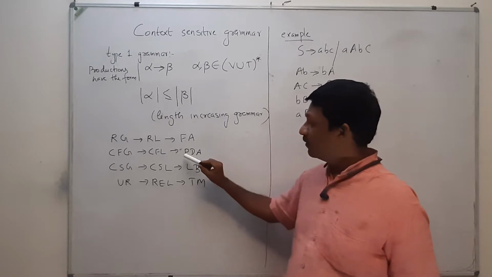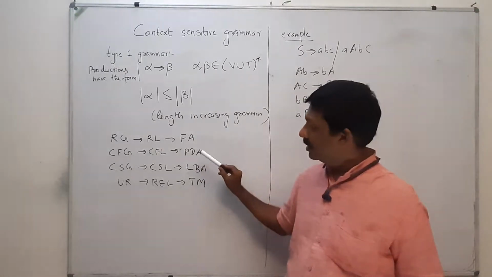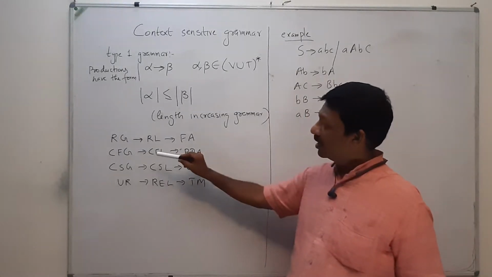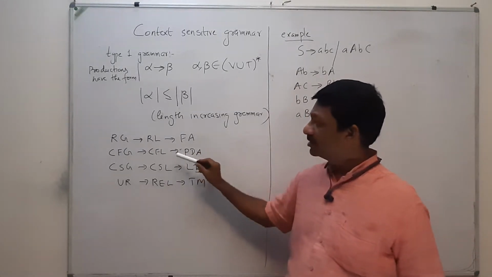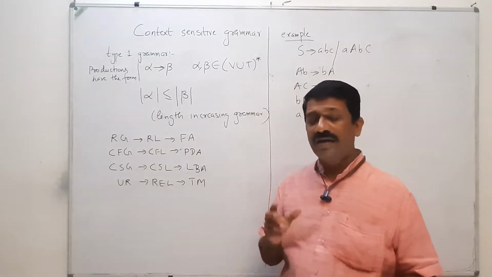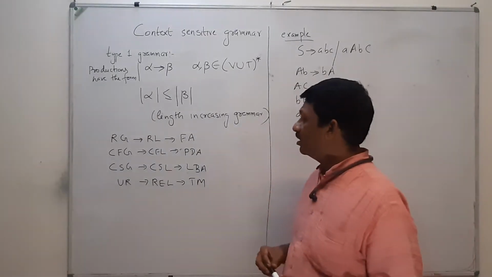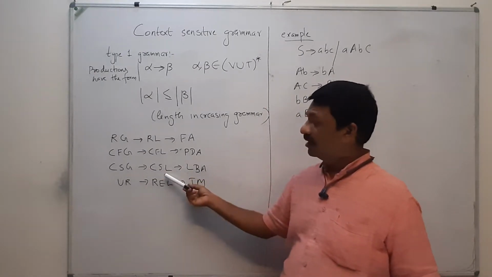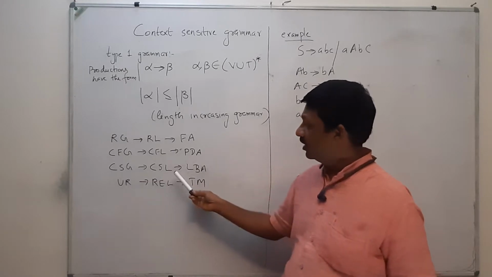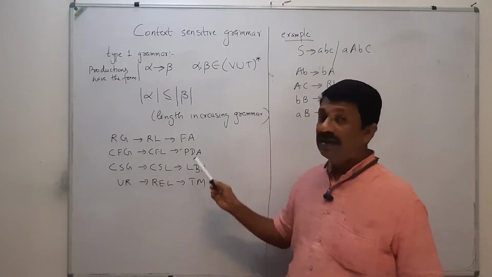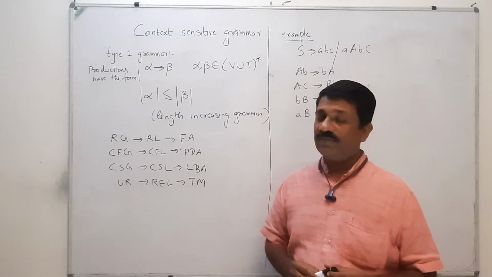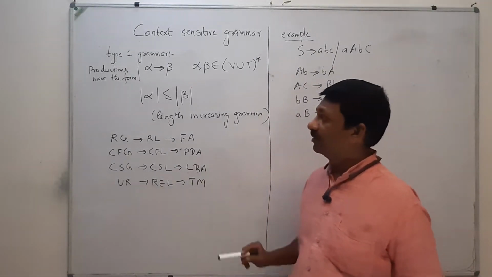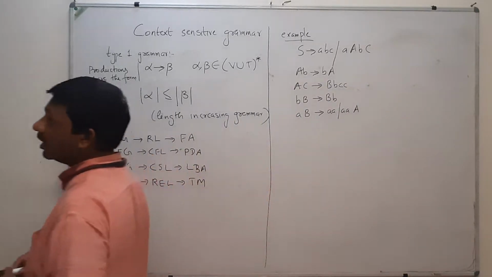PDA by default is non-deterministic. If a language is accepted by a deterministic PDA, that language is called a deterministic context free language. And context sensitive grammar is accepted by a tool known as a linear bounded automaton, and unrestricted grammar is accepted by a Turing machine. Okay, then what is type 1 grammar?